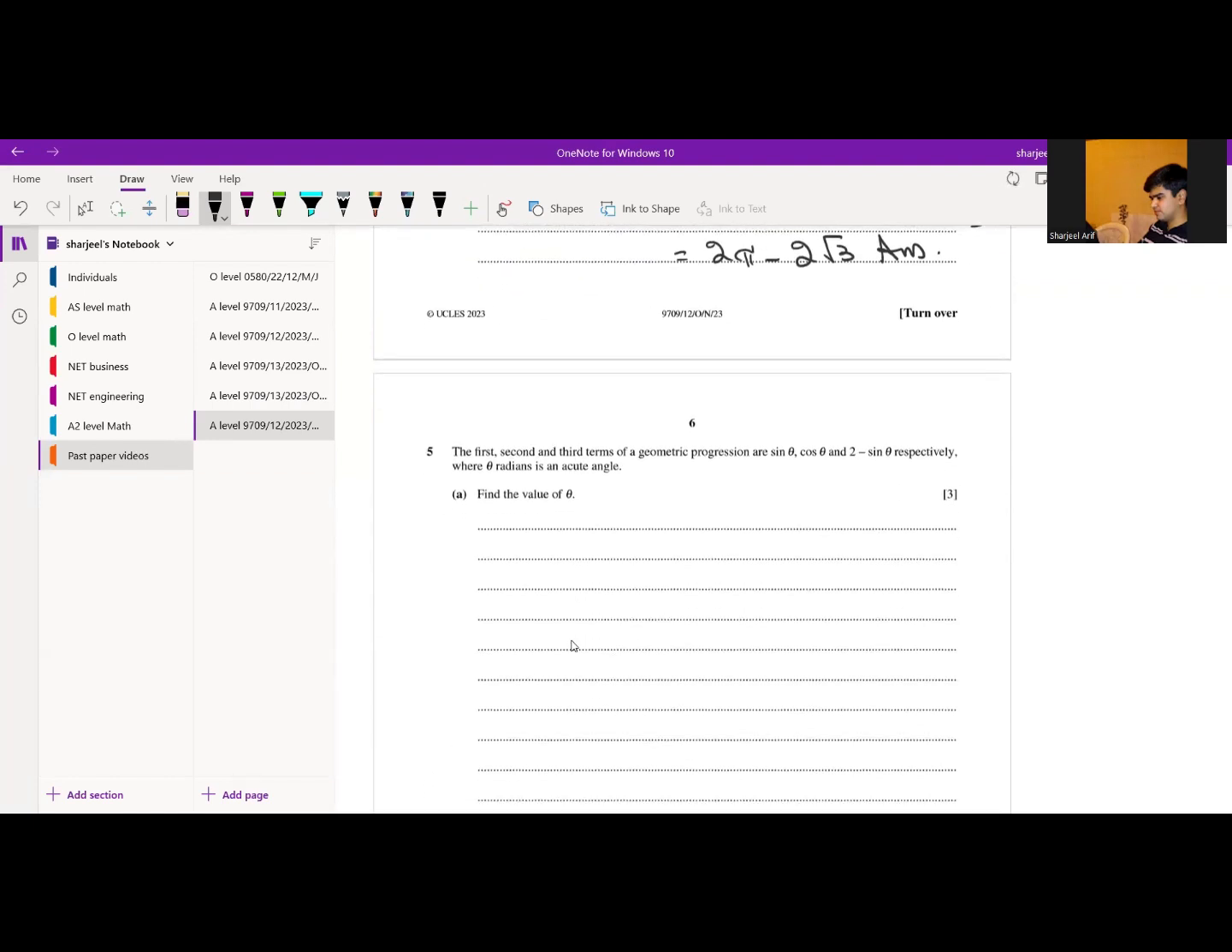Now, for question number 5, we have the first, second, and third terms of a geometric progression, A1, A2, and A3. It's a geometric progression, so we need to find the common ratio. And the angle is in radians, which is an acute angle. So the sequence will be sine theta, cos theta, 2 minus sine theta. The ratio is cos theta over sine theta, and the second ratio will be 2 minus sine theta over cos theta. If it's a geometric progression, these two should be equal.